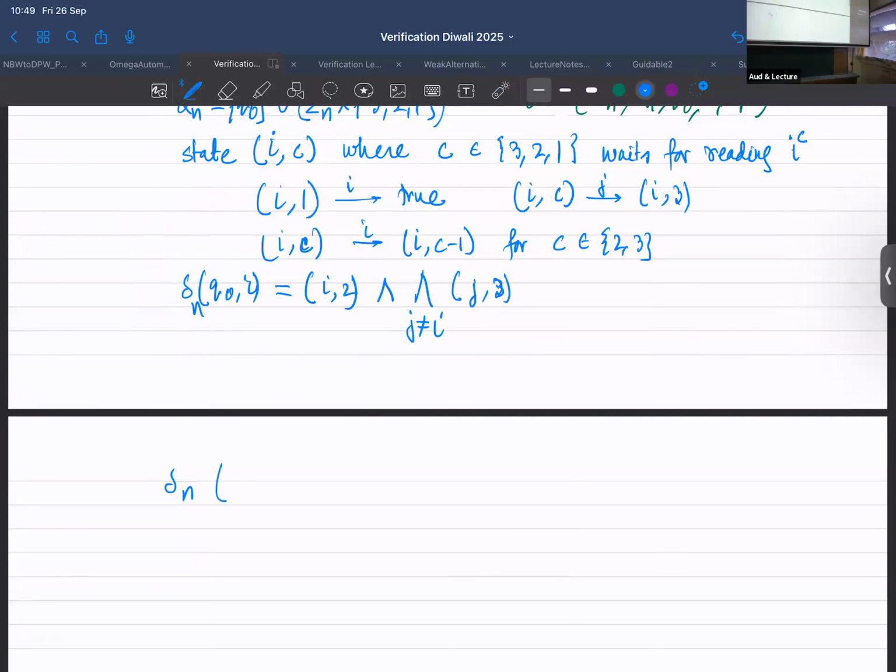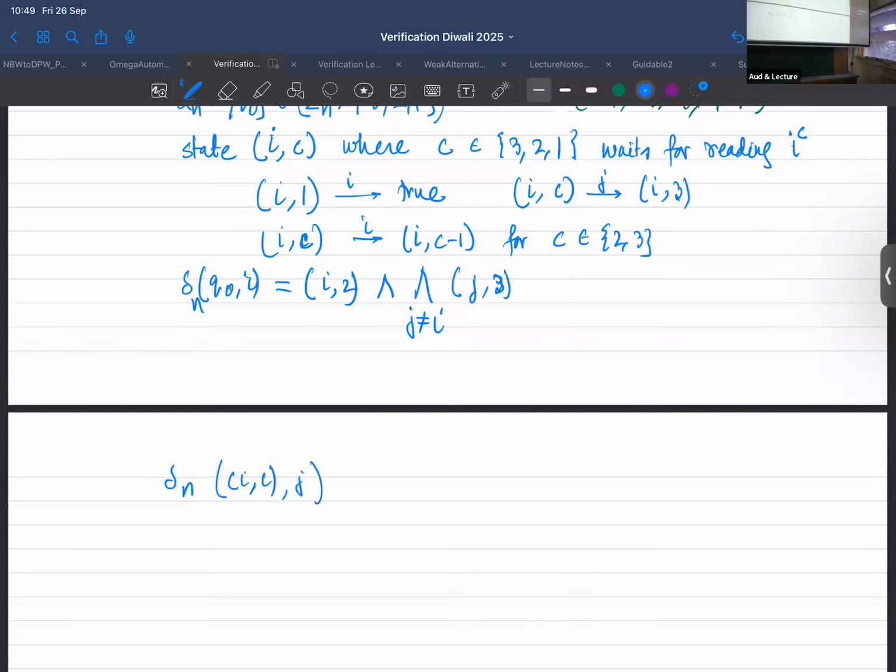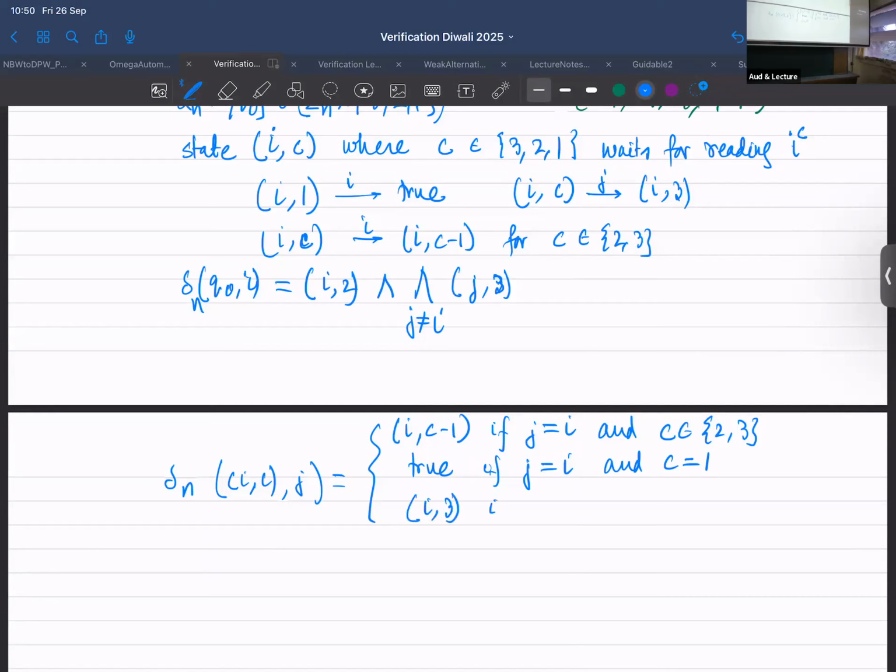Delta n of (I, C), comma J, is equal to (I, C minus 1) if J is equal to I and C belongs to 2 or 3. Good. It is true if J equal to I and C equal to 1. Okay. And it is (I, 3) if J not equal to I.